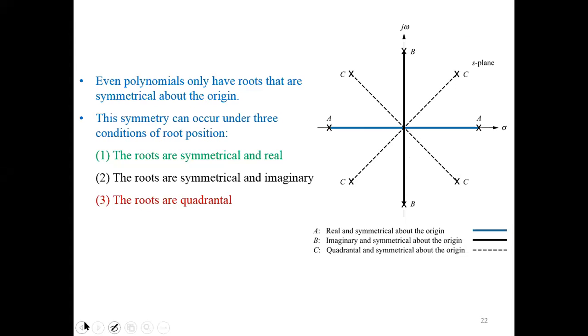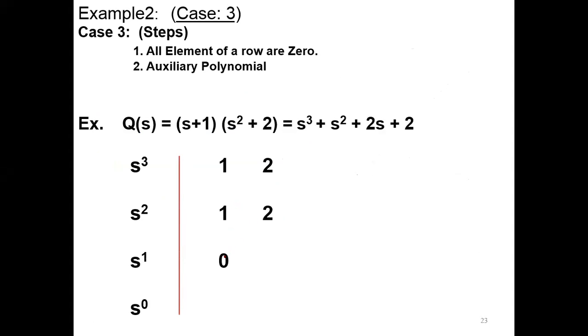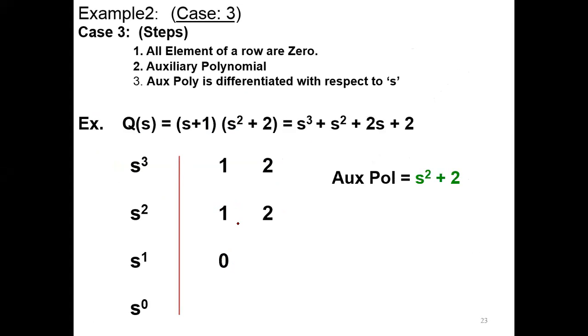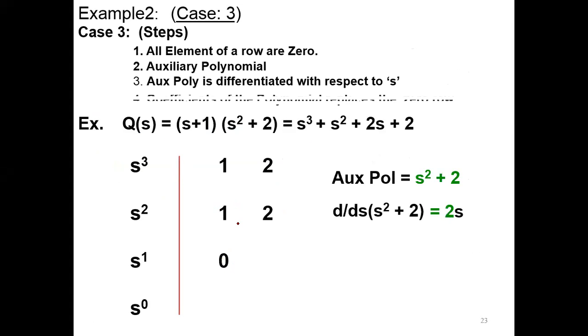So let's take an example to discuss all these things. Here we have a polynomial. We have drawn the Routh table for this polynomial and we get a row of 0. The auxiliary polynomial in this case will be s square plus 2. The derivative of s square plus 2 is 2s, so we will replace the 0 with the 2.